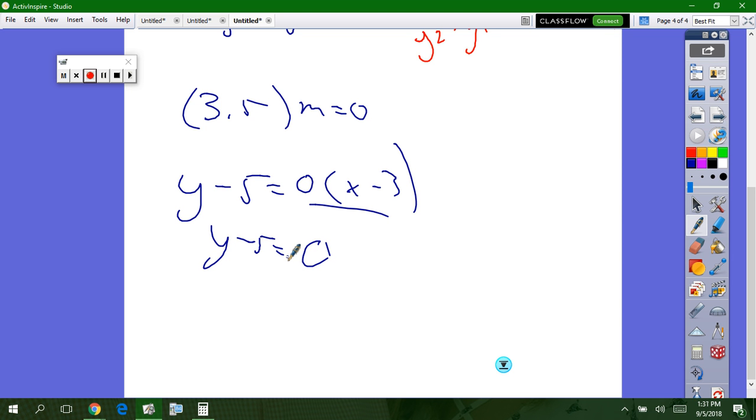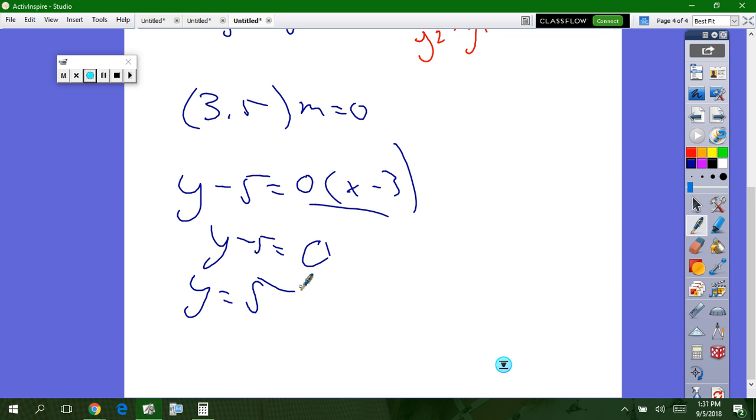Sorry about that. You okay with that? Then we add the 5 over. Just y equals 5. Looks like a horizontal line, doesn't it? Right? Should it look like a horizontal line? Because my slope is not rising, but we are running, right?